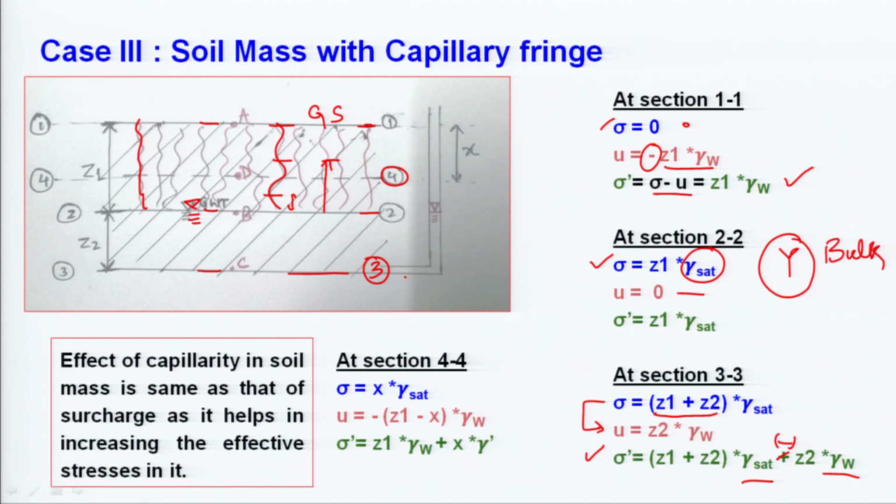Okay, and at section 4.4, this intermediate section, you have to see this important point here. Let us say that this height from top is x, so we are analyzing at a distance of x from the level ground surface. So the total stress here is x into gamma saturated, because the soil is saturated.